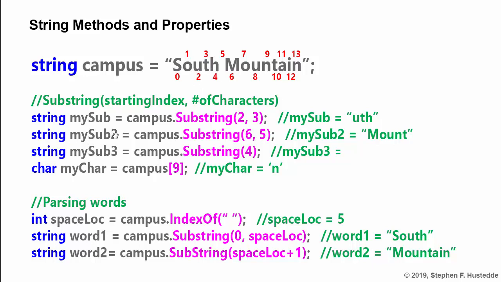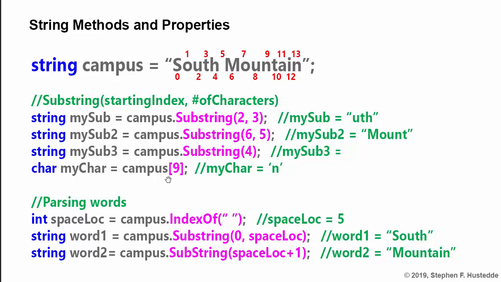Second example here, mysub2 equals campus.substring 6, 5. Index 6 is the M of Mountain. Five characters is going to be M-O-U-N-T. So Mount is the value of mysub2. For mysub3, campus.substring 4, I didn't specify the number of characters. So that second parameter is optional. If we don't specify it, it starts at the starting index number and goes to the end of the string. So in this case, campus.substring 4 equals H space Mountain.